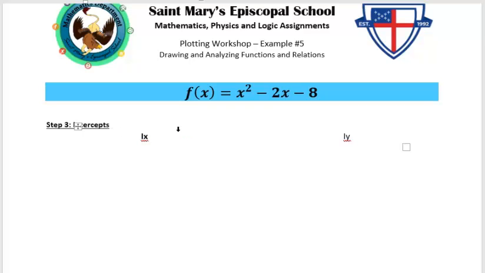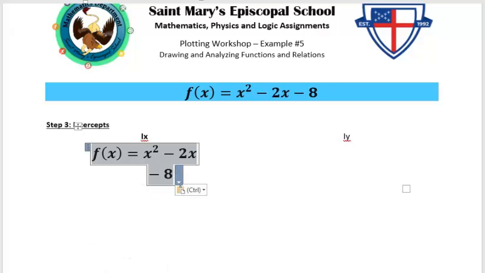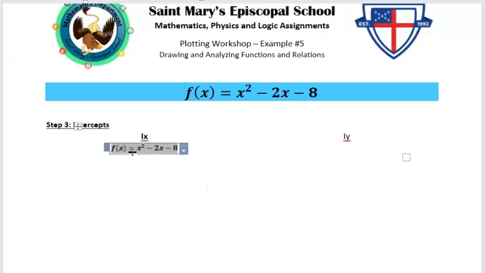Ix and Iy. For the Ix, we're going to have to copy the function that we have in here. We're going to copy it again, and instead of f(x), we're always going to put y equals. Okay, so instead of f(x), you're going to put y equals. We only do this for the intercepts, when we're finding the intercepts.